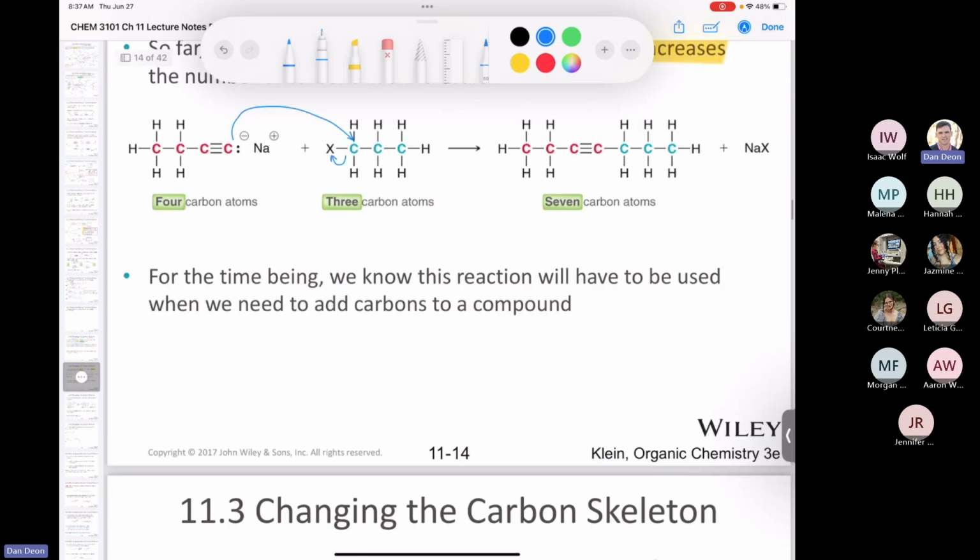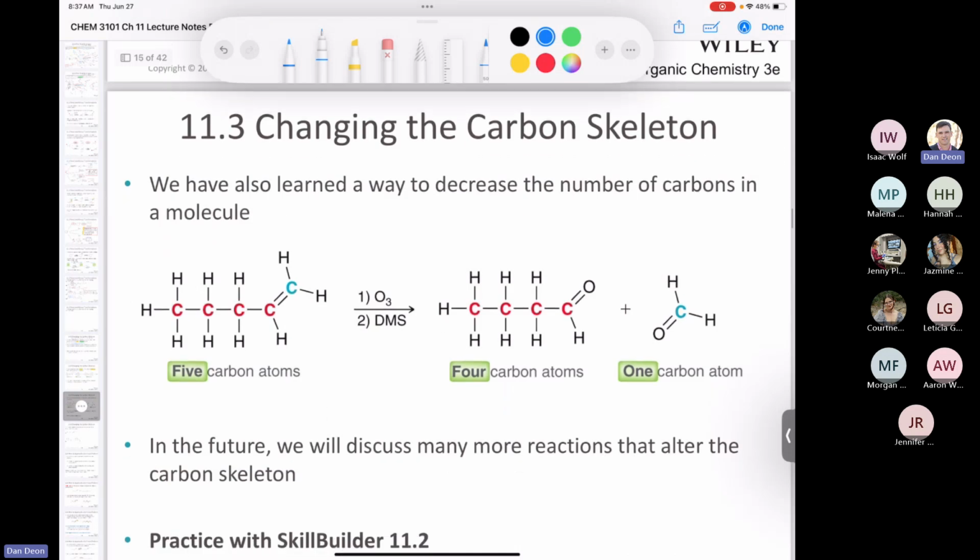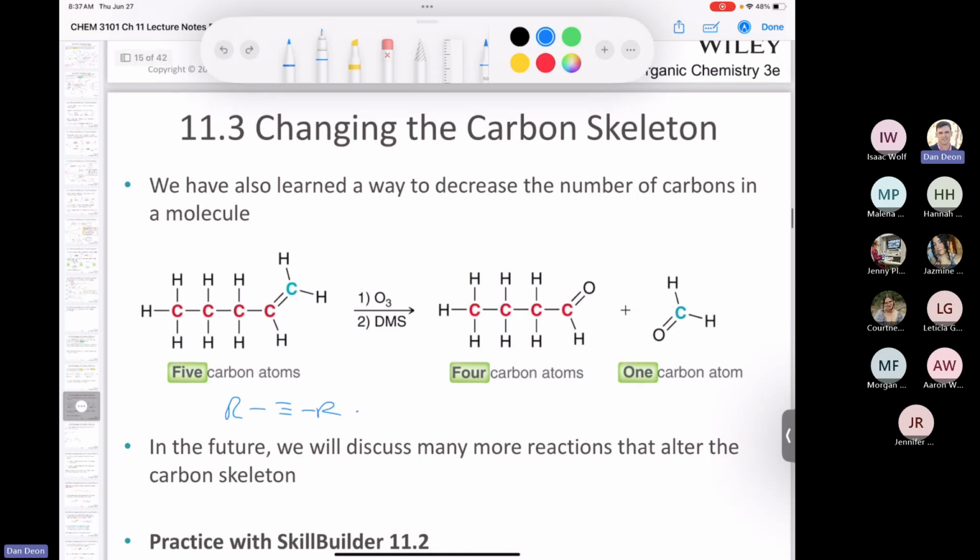to have taken place. Similarly, if you start with, let's say, 5 carbons and then you end up with 4, well, the only way you can do that in this class that we've learned is to use ozonolysis. Of course, if it's an alkyne, we just went over this, step 1 will be ozone, step 2 will be water, okay? And in this case, you'll end up with 2 carboxylic acids, I guess, in this specific case. But that's the idea.